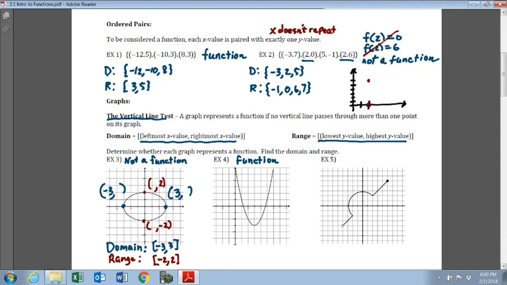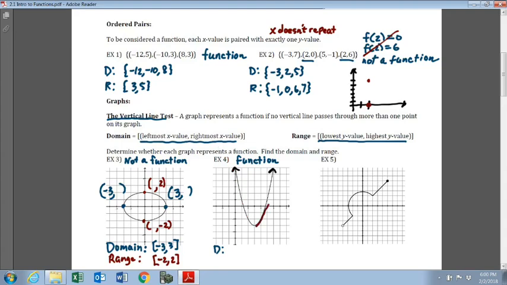So first of all, this is a function. It does pass the vertical line test. You can draw vertical lines all over the place, and you're never going to go through 2 points. So this is a function. Let's look at the domain. Now first of all, notice on the left and the right, it's kind of hard to know if it stops or it keeps going. We can assume that it keeps on going. So if I want to find my leftmost point, as I go along this side here, notice it keeps going forever left. There is no leftmost point.